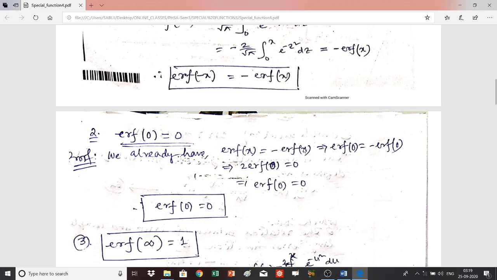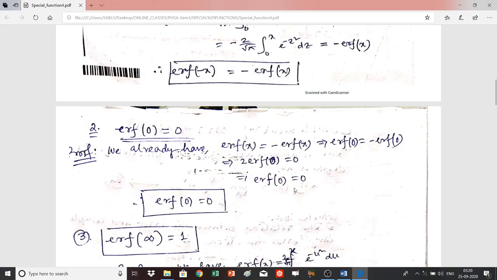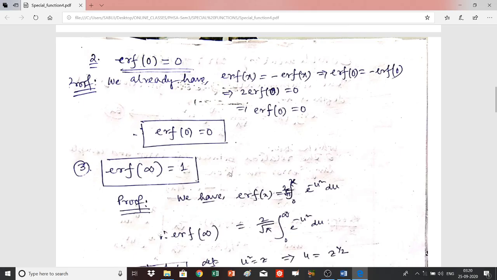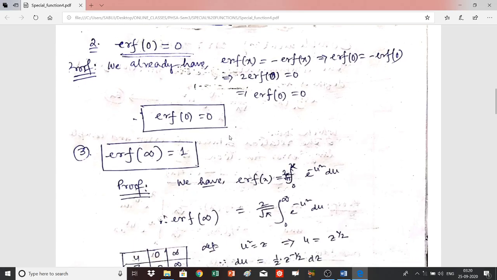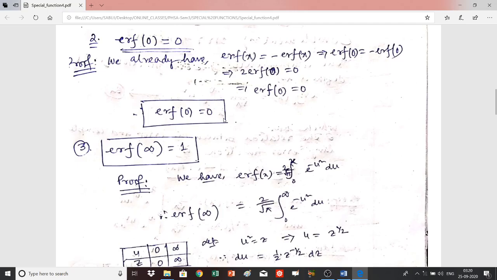Now if we write x equal to 0, then you will get erf(0) equal to minus erf(0). Then from there, 2 erf(0) will be 0, so erf(0) will be 0. So erf(0) equal to 0 is proved in this case. In this way, you can prove erf(0) is equal to 0.